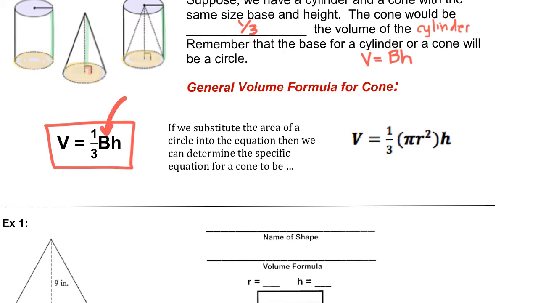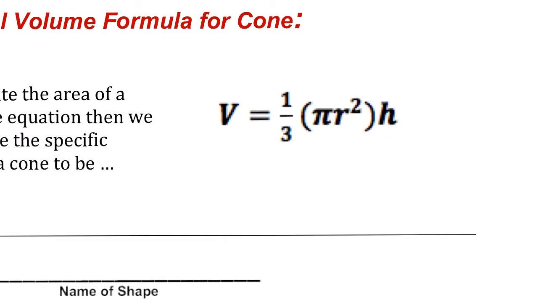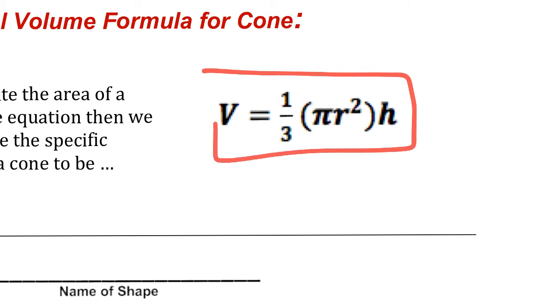then we can determine the specific equation for a cone to be volume equals 1/3 pi r squared times the height, where pi r squared is the big B, or the area of the base.